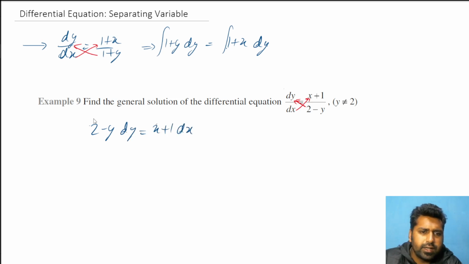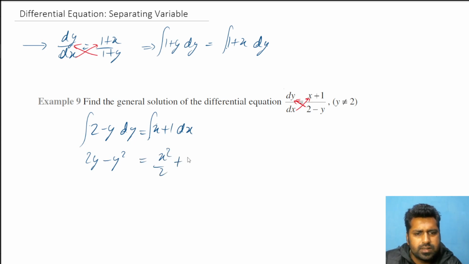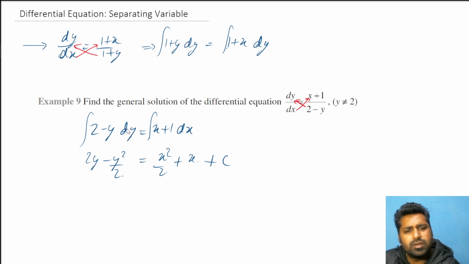dx. Integrate both sides. So what is the integration of 2 minus y? That's 2y minus y square by 2. And what is the integration of this? x square by 2 plus x. And you put another constant c. Don't try to put a constant on both the sides, because some constant will come here, some constant will come here. Then addition or subtraction of those constants will result in another constant.